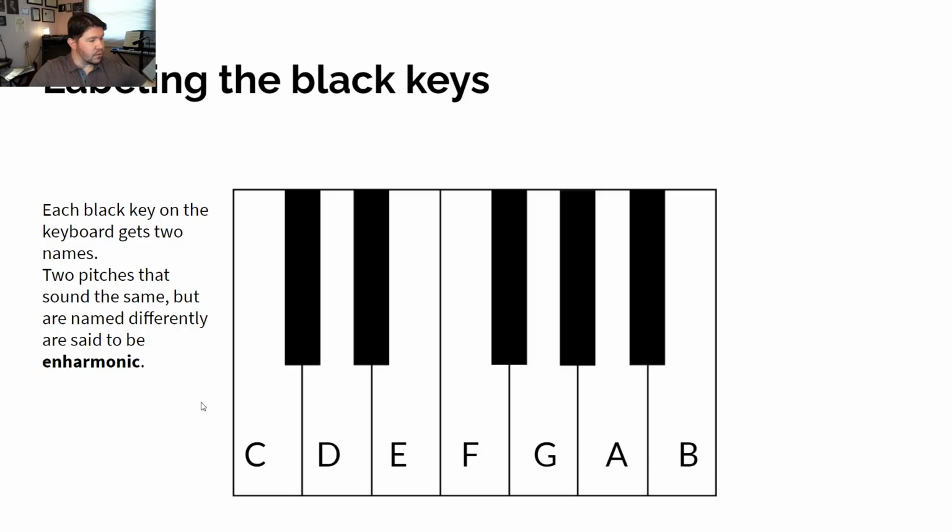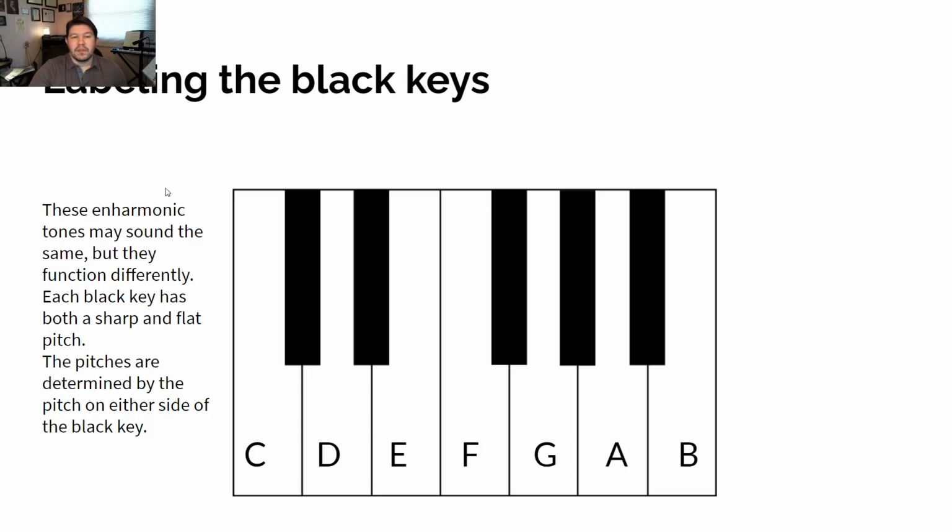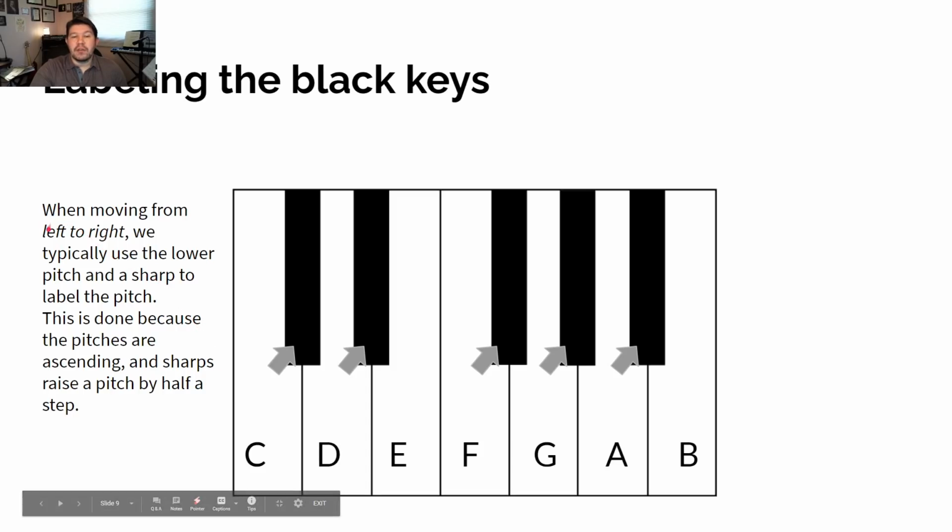All right. So let's go ahead and continue on here and see what this is all about. The enharmonic tones may sound the same, but they function differently. So that's why we have to have those two different names. Each black key is going to have both a sharp and a flat pitch that is associated with it. And the pitches are going to be determined by the key that is on either side of the black key in question. All right, so let's work on doing an example of this here. When moving left to right, we are typically going to use the lower pitch along with a sharp symbol to label the key.